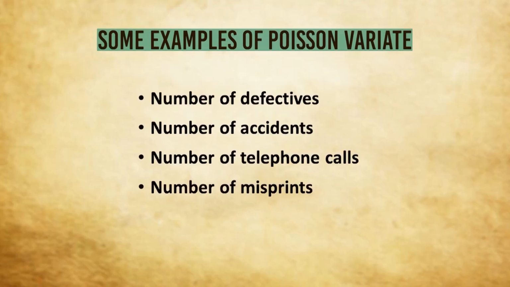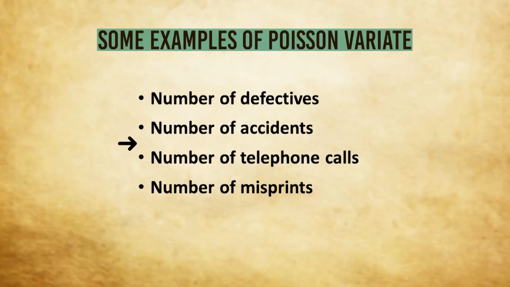Some examples of Poisson variate. Number of defectives. Now see, suppose in a manufacturing process, many articles are produced. Do we find that most of them are defective? If I say that finding a defective is a success and not finding is failure, now there are so many items produced in a manufacturing process, so that means the number of trials is very large. On the other hand, the probability of success, that is the probability of finding a defective, is very small. So you see the conditions for a Poisson distribution are being satisfied. So this will be an example of a Poisson variate.